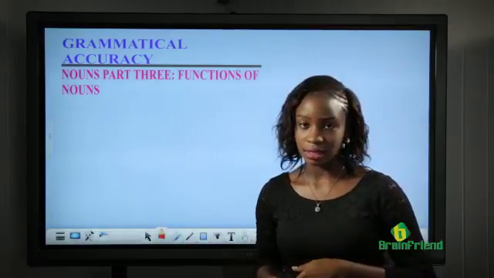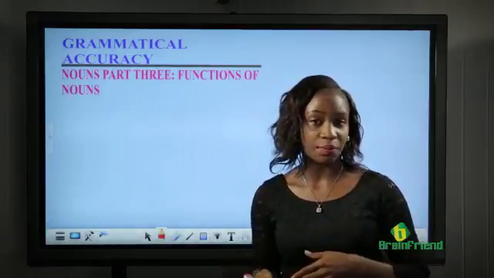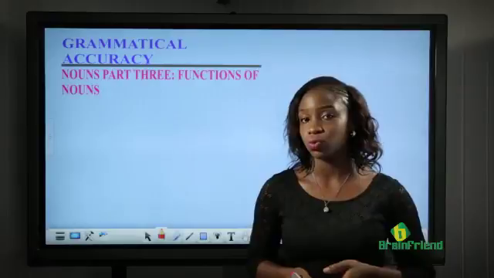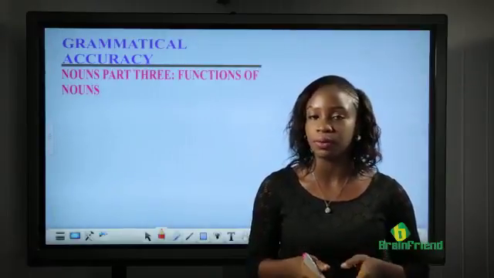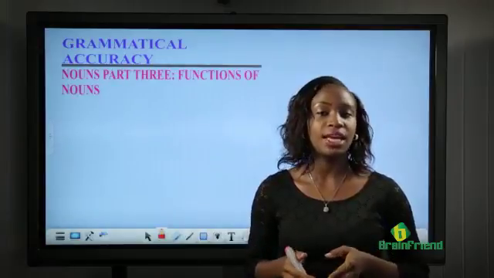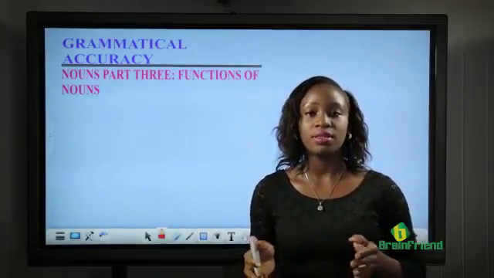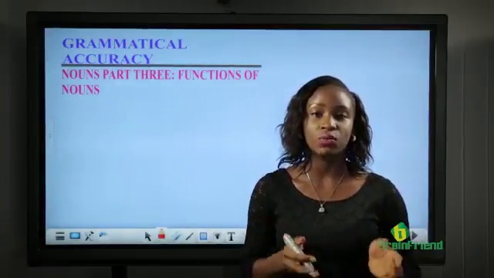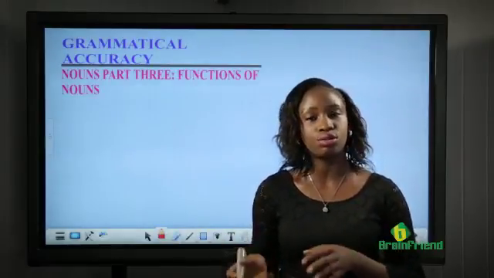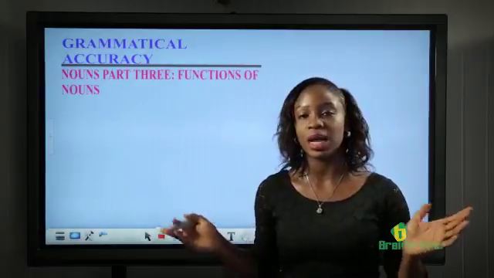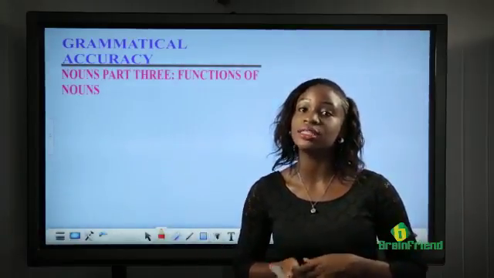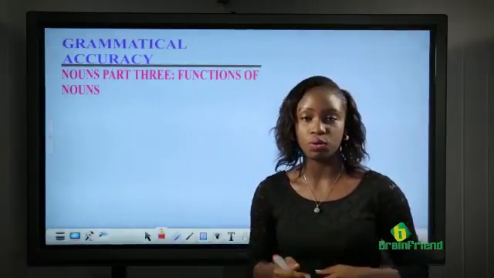Before we go into that, let's refresh our minds on what nouns are. Nouns are words which are used in naming people, places, animals, things, and ideas. Nouns have singular, which talks about one, and the plural forms, which talks about two. There are different types of nouns that we have, but some nouns fall into more than one group or type of noun.